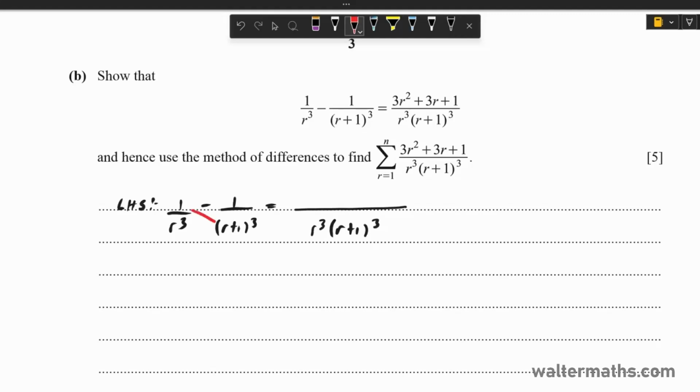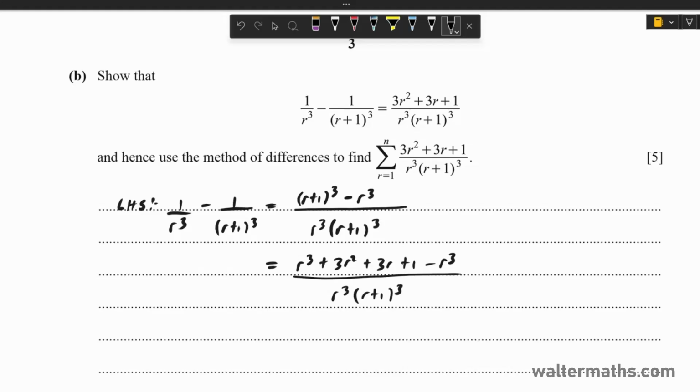We are going to multiply these two and minus these two. Alright, so this will be r plus 1 cubed minus r cubed. Expanding r plus 1 cubed gives us r cubed plus 3r squared plus 3r plus 1, and it's minus the r cubed that is already there. So the denominator is r cubed of r plus 1 cubed.